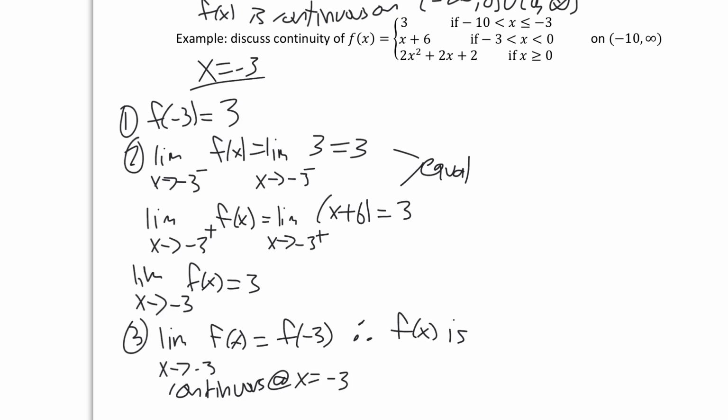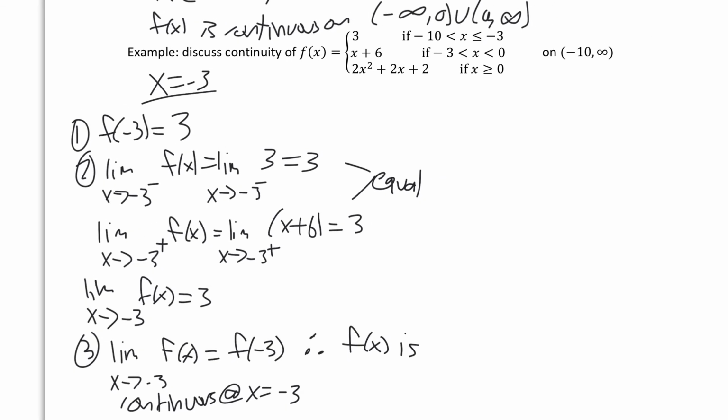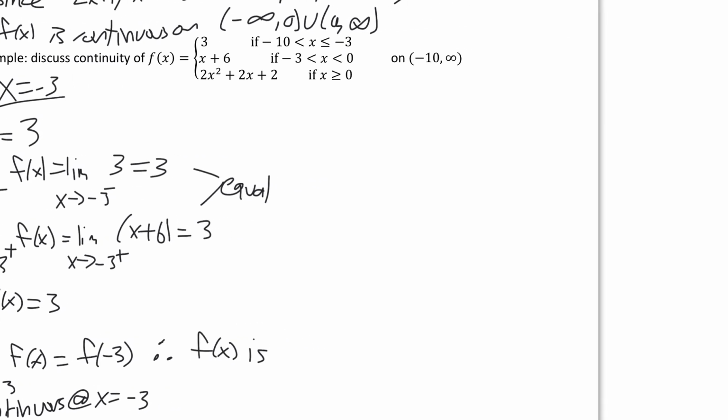All right, we need to also check x equal to 0. So go ahead and pause the video and try x equals 0. So I'm assuming you gave that a shot. Let's do that over here. x equal to 0. So step 1, f of 0 is going to be, well, we use the bottom portion. So you get 2 times 0 squared plus 2 times 0 plus 2, so just 2.